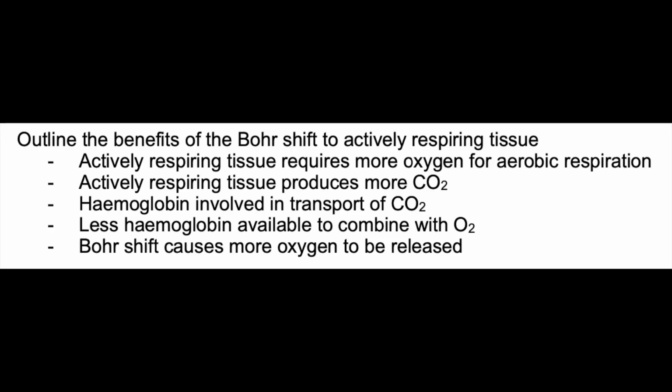So if we have a look at these notes from my revision guide, we can see the benefits of the Bohr shift to actively respiring tissue. First up, actively respiring tissue, as we know, needs more oxygen for aerobic respiration. We know that it will also be producing more carbon dioxide, and since haemoglobin is involved in the transport of carbon dioxide, it means that there will be less haemoglobin available to combine with oxygen. So the Bohr shift therefore causes more oxygen to be released.